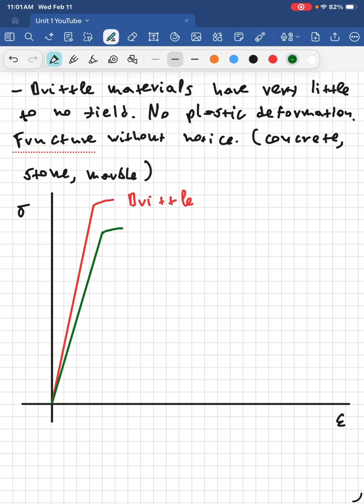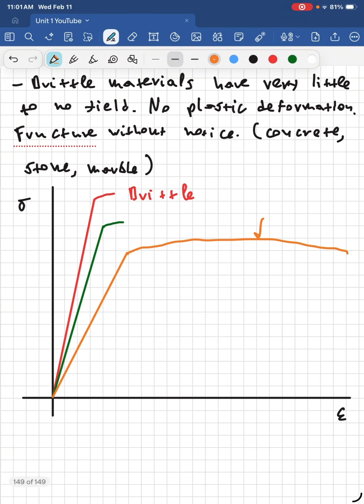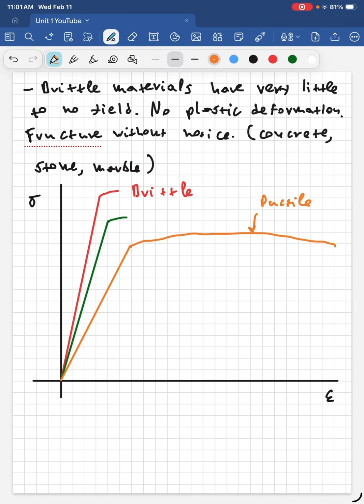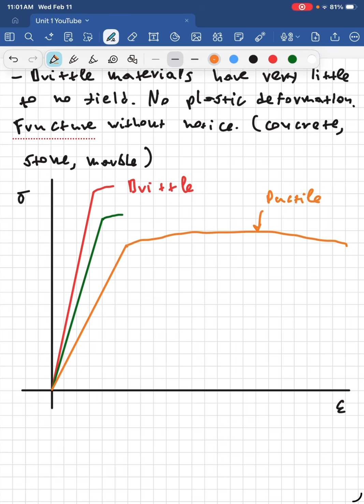And again, I remind you that the ductile material will look like this, and then something like that. So the ductile material has a large plastic deformation, whereas the brittle does not. Okay, this is all I wanted to talk about with regards to brittle and ductile materials.